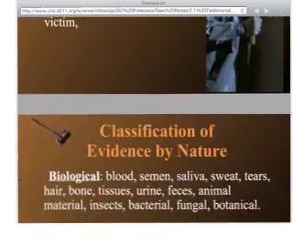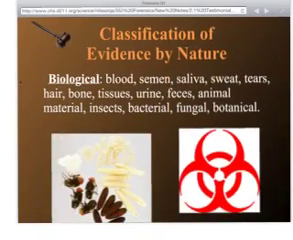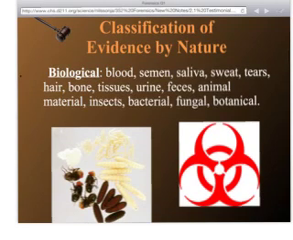All right. So, classification of evidence by nature. We basically break evidence up into four major types, and it really comes down to the type of evidence and the grouping. Biological evidence is going to be exactly what you would anticipate. Either biological organisms themselves or parts, waste, pieces of those organisms. Insects, saliva, body fluids, tissues from the victim or anything else like that. Fungal evidence is fungus. Botanical means plant matter.